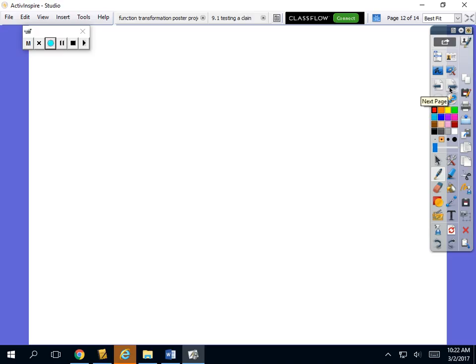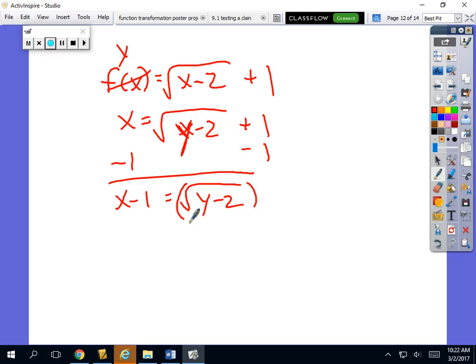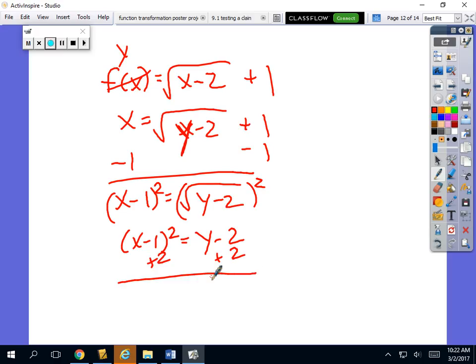Next problem, what's the inverse of this function? Change that to a y, switch your x and y. So x minus 1 equals the square root of y minus 2. Square both sides, undo that square root. So you have x minus 1 squared equals y minus 2. Then you'll add 2 to both sides. And your final answer will be x minus 1 squared plus 2.